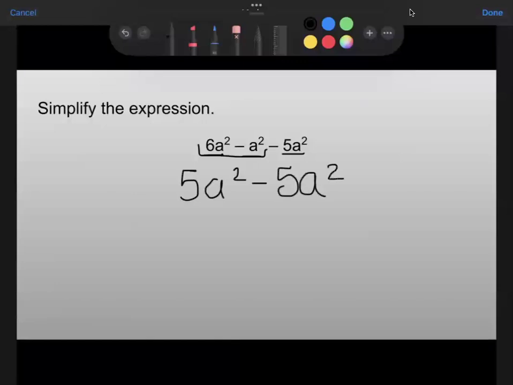Well, we know that anything minus itself is equal to 0. So my final simplification of this expression is 0. Even though I don't know what a is equal to, I know whatever it's equal to, this expression is going to be equal to 0.